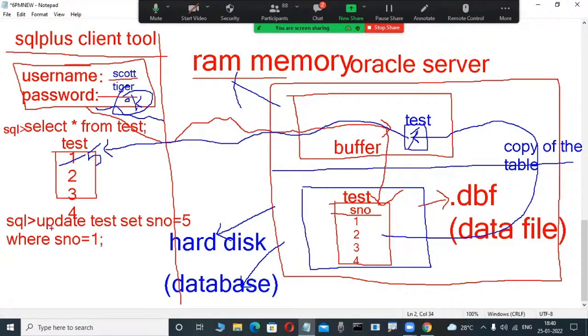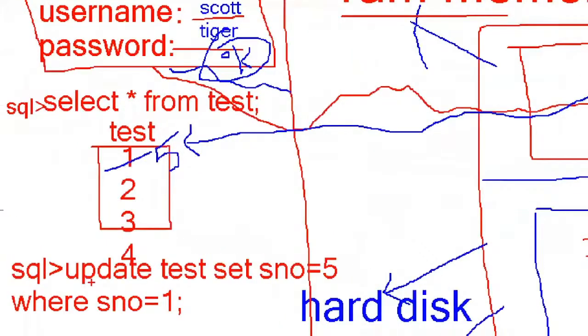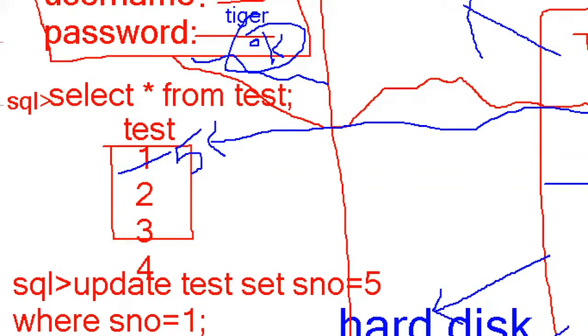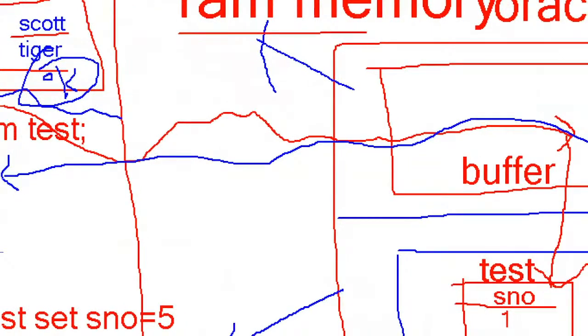And now check it out. Whenever I'm typing the update command in the SQL Plus tool, this SQL language command, whenever I'm typing this command, where will it be executed? In the buffer. Here in this buffer only it will be executed, not in the hard disk.